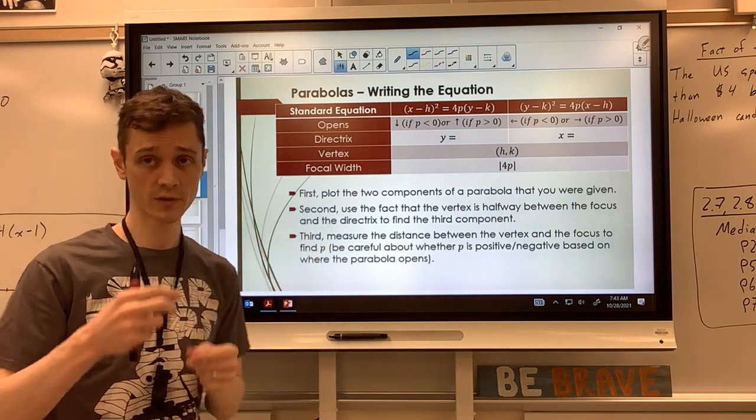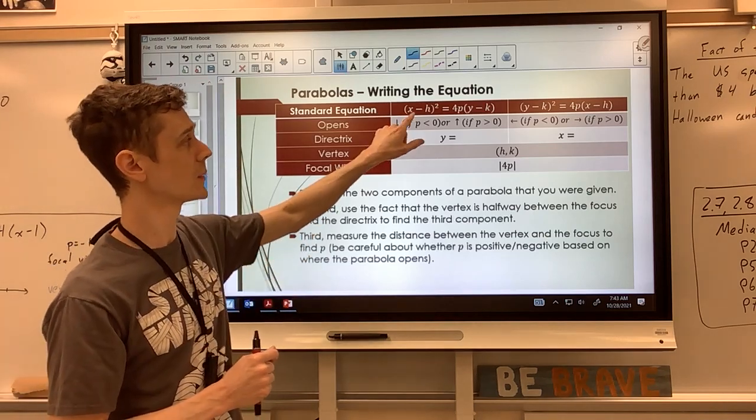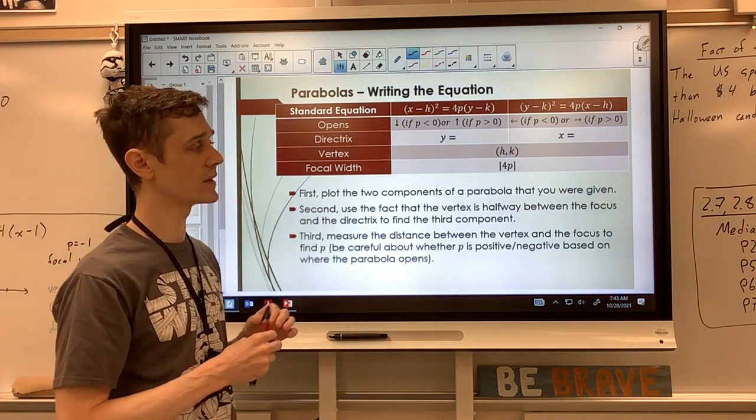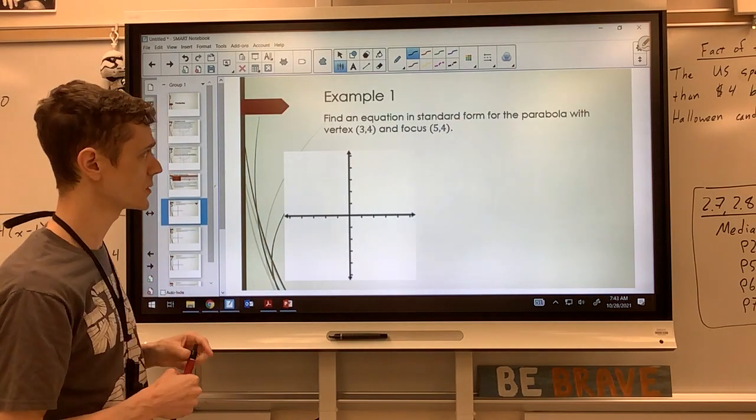Third, I like to measure the distance from the vertex to the focus. That's how I can figure out p. But always be careful to double check, is it going to be a positive or a negative for that distance you measure? Because that will affect the equation in the very end when you start plugging in the numbers. So let's look at some examples together.